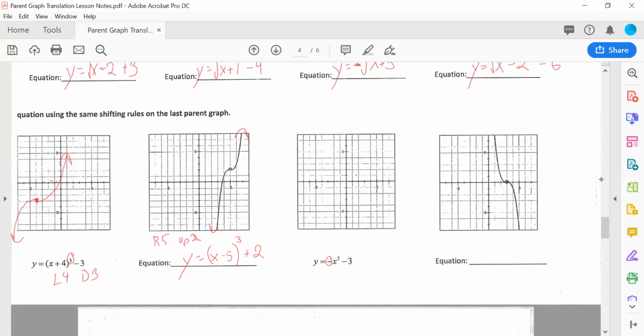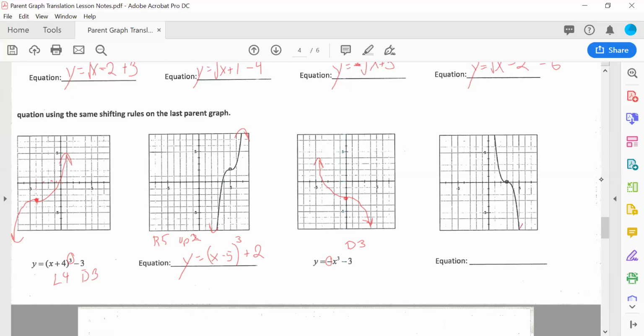There's nothing in a parenthesis, so there's no left and right movement. The minus 3 just means we're going down 3 units. So 1, 2, 3 units down. Because it's negative, I'm going down and to the right. It's going down the stairs. Put my pencil back on the point and go up and to the left.